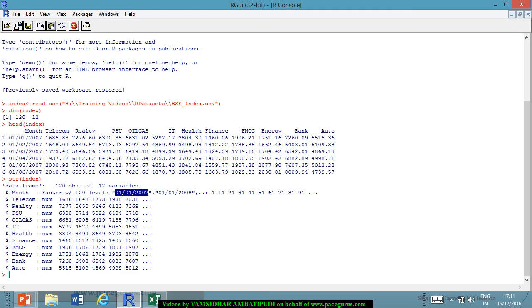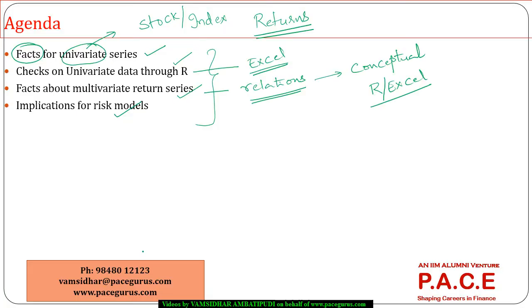But let me first talk about the theoretical aspect. Then I'll come back into Excel and then into R. So let's get started with the understanding aspects.